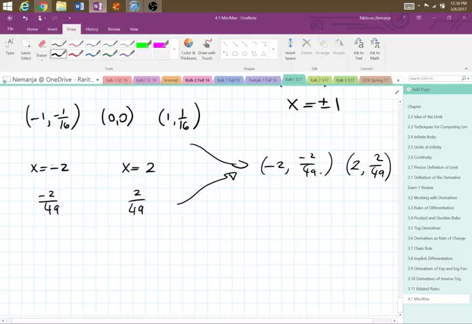So the smallest value is this. So this is the absolute min, because it's the smallest y. And by the same token, this is the absolute max, for again the same reason. It's the largest y. We have 5 points. 3 we have from the derivative, and 2 we have as endpoints.